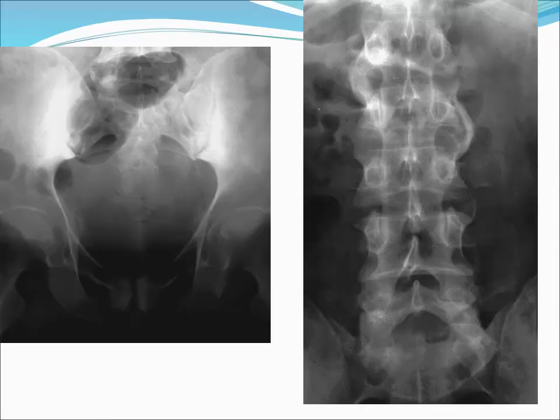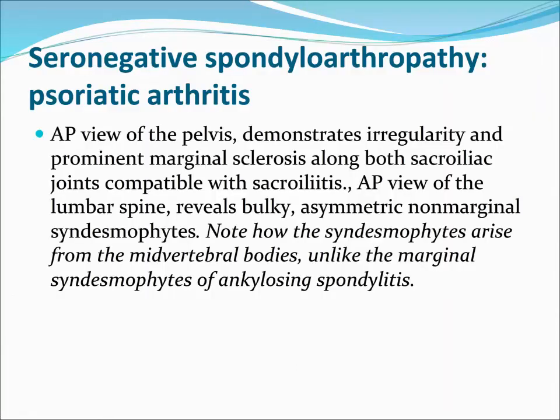AP view of the pelvis demonstrates irregularity and prominent marginal sclerosis along both sacroiliac joints, compatible with sacroiliitis. AP view of the lumbar spine reveals bulky, asymmetric non-marginal syndesmophytes. Note how the syndesmophytes arise from the mid-vertebral bodies, unlike the marginal syndesmophytes of ankylosing spondylitis.